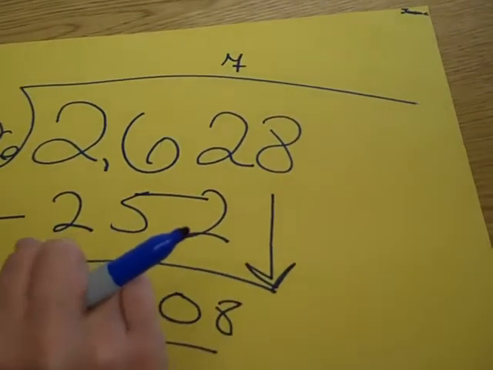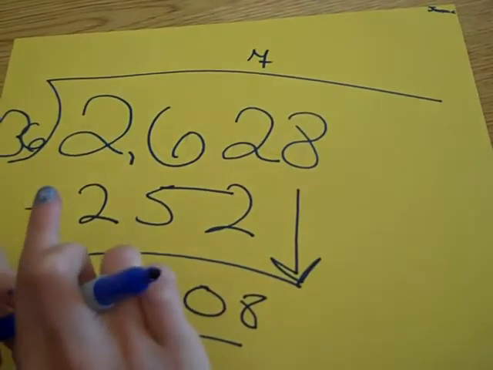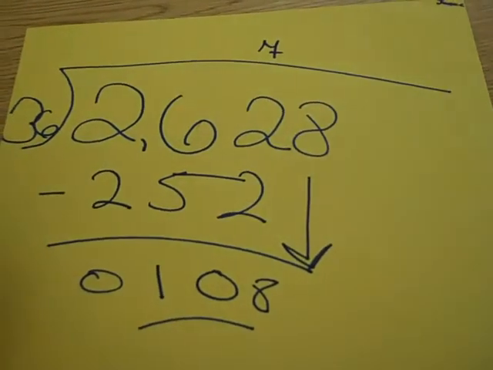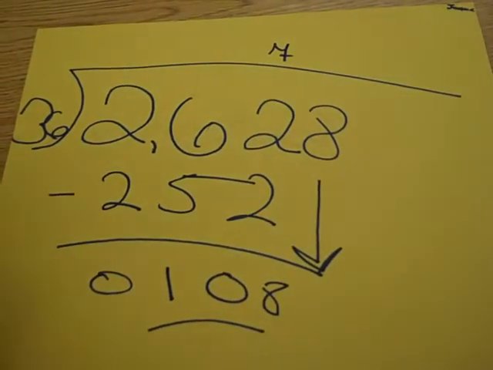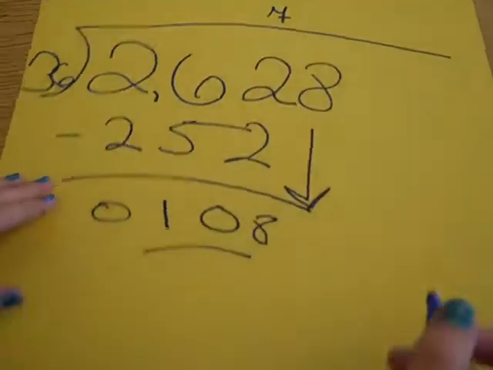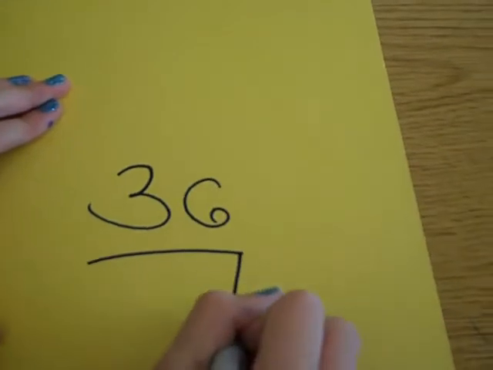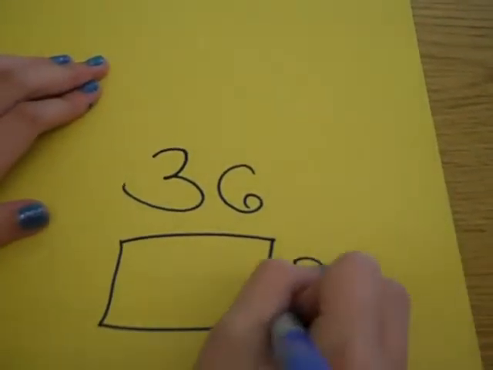And then how many times can 36 go into 108? 3, I think. So let's try 36 times 3. Let's just do it down here.